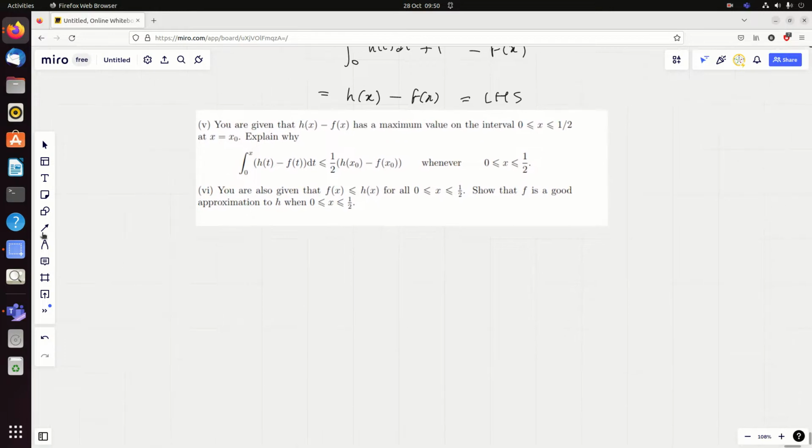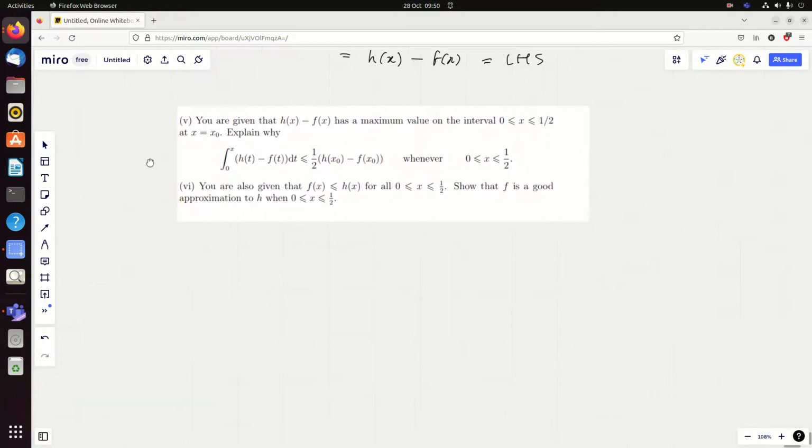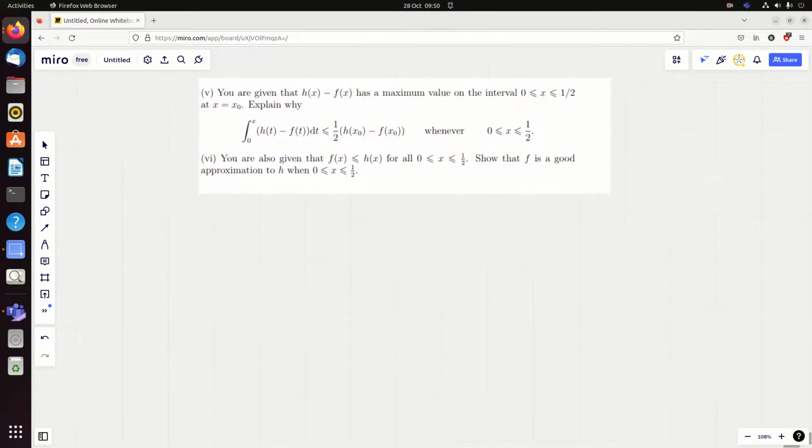Okay, part 5 I didn't mind at all, because if you get lucky on these kinds of bits, you can often just look at it in the right way and see it straight away. You're given that h of x minus f of x has a maximum value on the interval 0 to a half, at x equals x0. So the maximum value is when x is between 0 and a half. Explain why this is true.